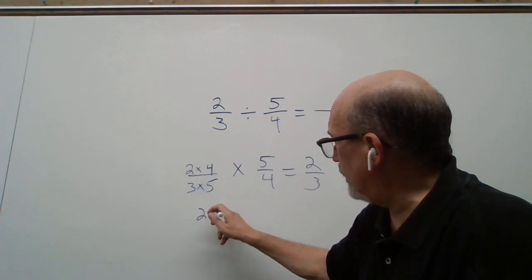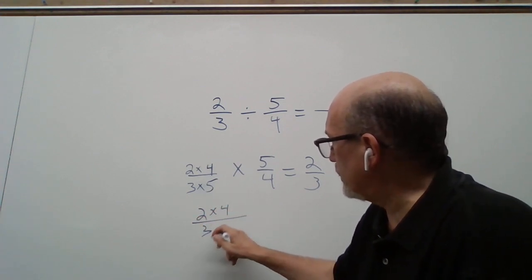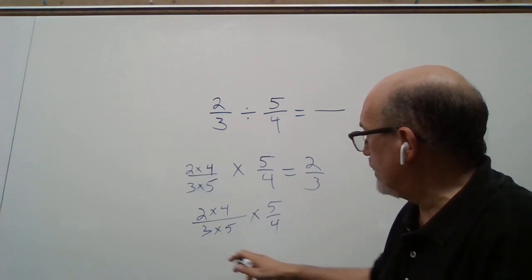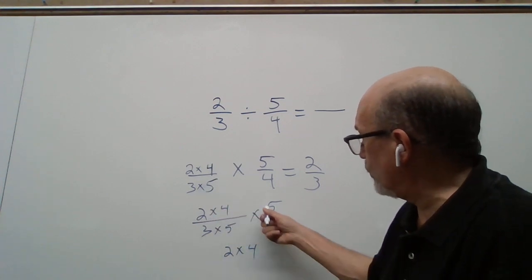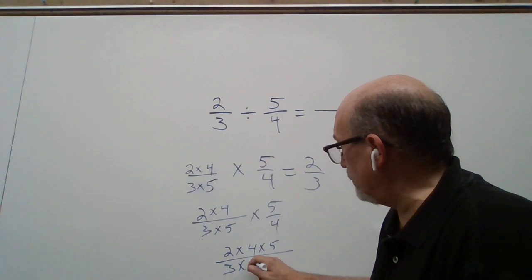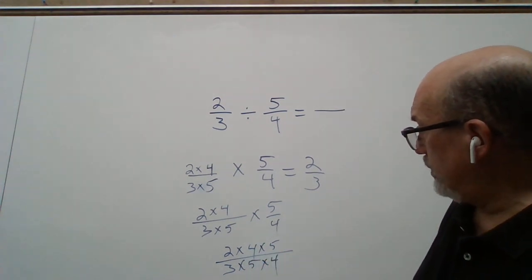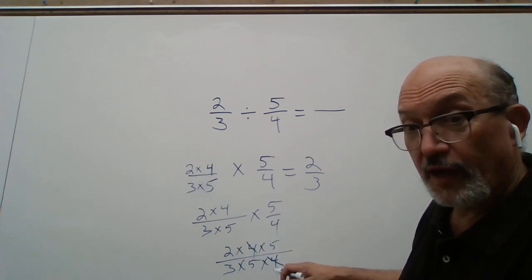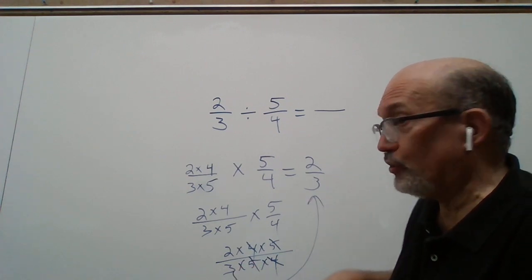But let's look at it this way. 2 times 4 over 3 times 5, and then times 5 over 4. Now these are all going to come into one big fraction. 2 times 4 times 5 over 3 times 5 times 4, right? This 4 will cancel that 4, great truth of equal fractions. This 5 will cancel this 5, leaving the 2/3.